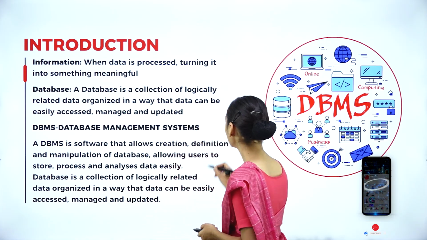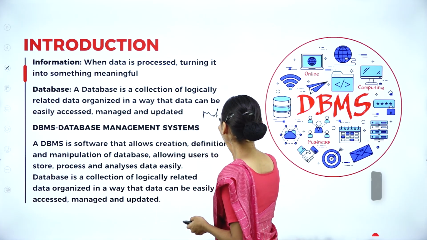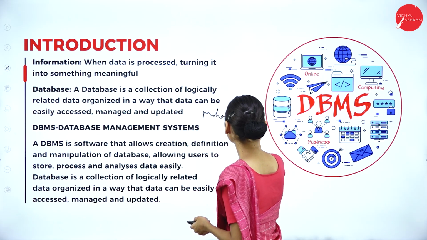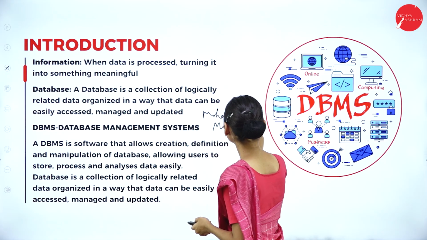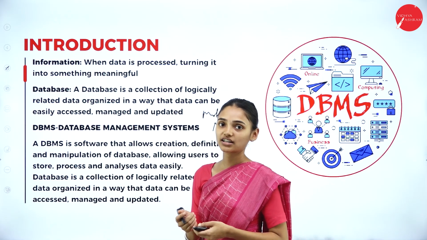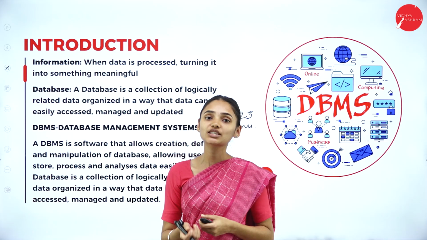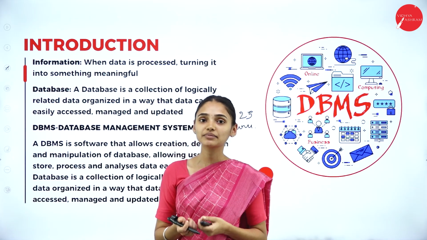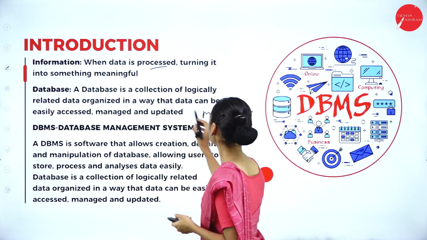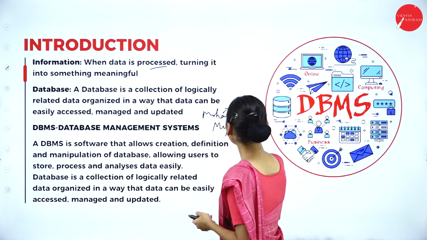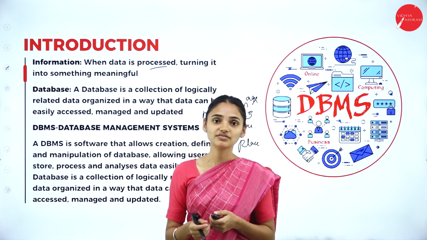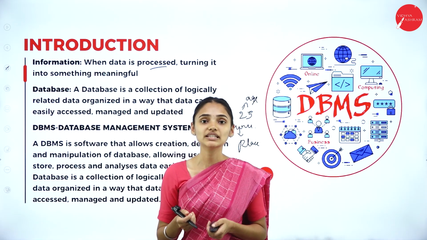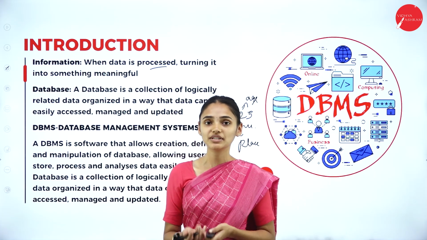Suppose if I say Mohan, 25, MYSURU, which is a raw fact. When I say information, it is the processed data and gives something meaningful. So Mohan is a name and 25 is the age and MYSURU is a place. So information is processed data, which turns the data into something meaningful.